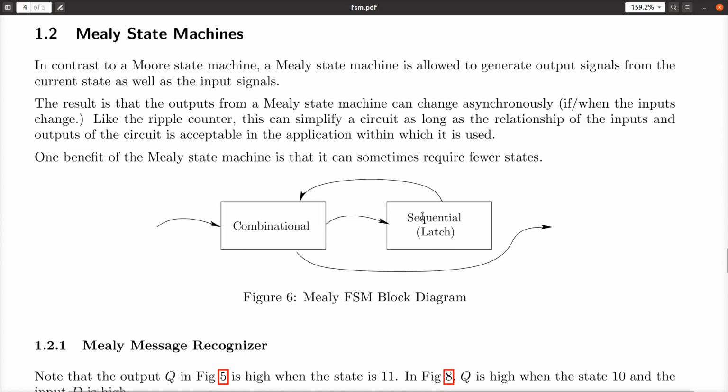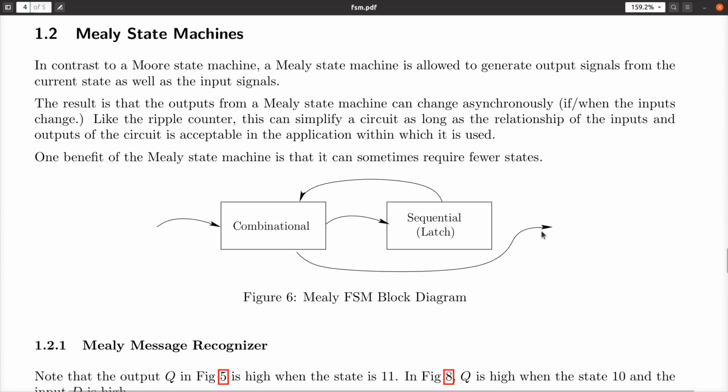Well, in the Mealy state machine, the output doesn't come solely from the latch. It can come from the latch and/or the current input signals. So we draw it up like this. We can create a combinational circuit that creates the new state based on the current state and the inputs. That's the same as the Moore style state machine. However, the output can be made just off the latch alone if we want to, or we can also include the current inputs. That is given by the fact that this box here is in the flow of this arrow.